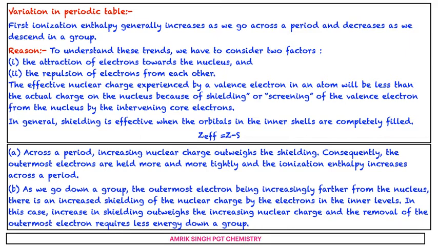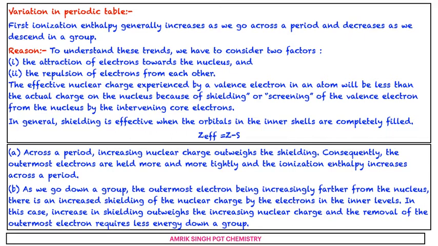The effective nuclear charge experienced by a valence electron in an atom will be less than the actual charge on the nucleus because of shielding or screening of the valence electron from the nucleus by intervening core electrons. In general, shielding is effective when the orbitals in the inner shell are completely filled. Z effective will be equal to Z minus S.